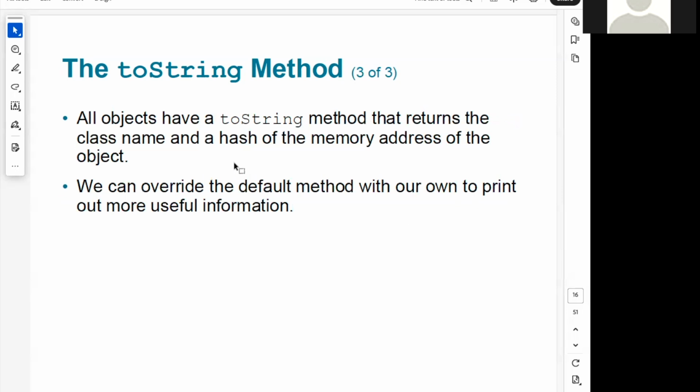All objects, as soon as you define an object or a class and you try to invoke the toString method on it, has a default behavior of passing the class name and a hash reference to the memory address of the object. It may not mean a whole lot of value to you, but you can override the default implementation of toString and change that toString behavior.